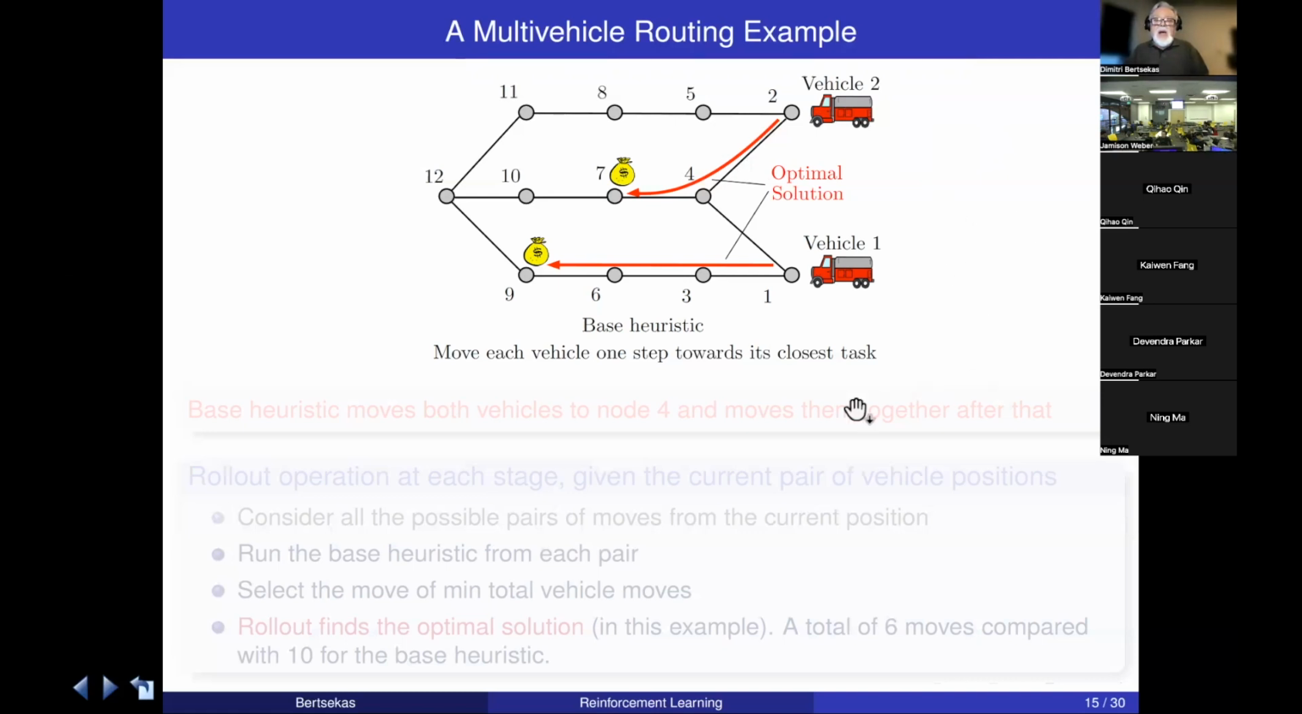And it's possible to try a heuristic like the one I'm showing here. Given the current location of the vehicles and given the current pending tasks, move each vehicle one step closer towards the closest task. In other words, each vehicle by itself and without coordination looks at the pending tasks, finds the one that is closest in terms of number of hops, and then moves one step along that minimum hop path. So that's the base heuristic.